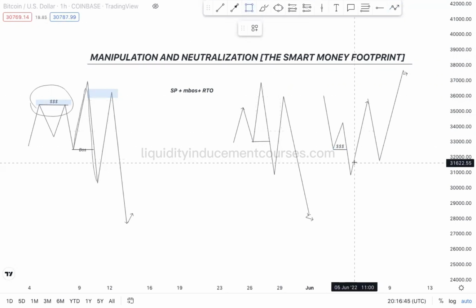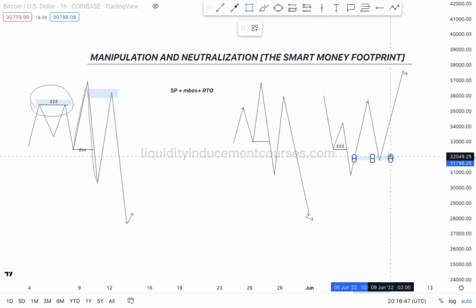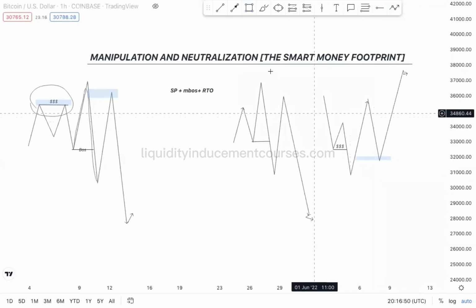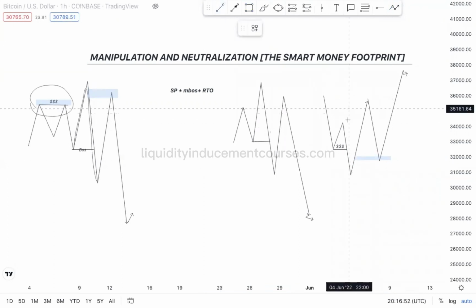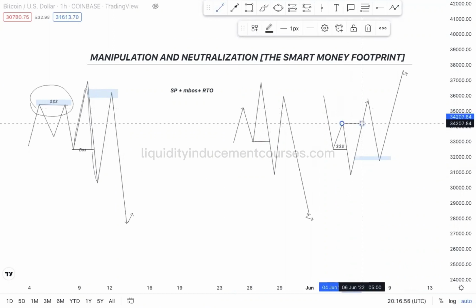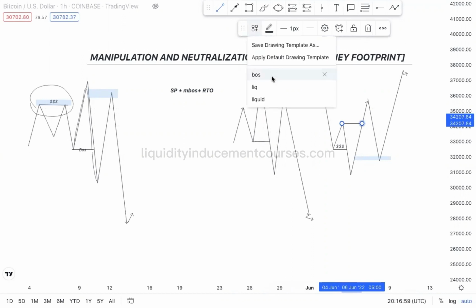Then back to RUTO. Okay, so this would serve as our MBOS.